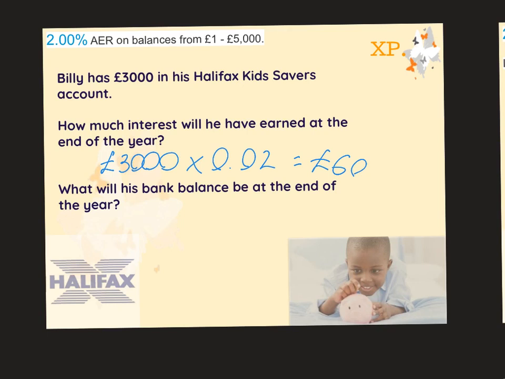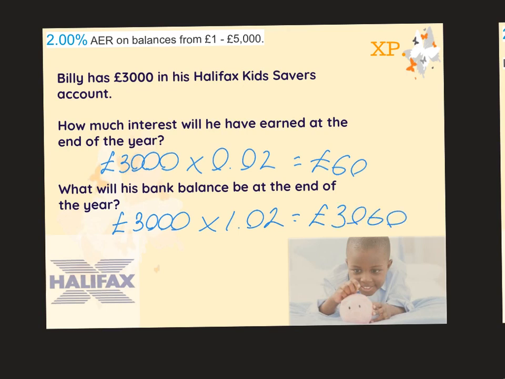What will his bank balance be at the end of the year? So obviously you could just add on the £60, so it's £3,060. But if you didn't have that part to start with, if you just had this question, to be the most efficient you can, it would be £3,000 multiplied by 1.02. And that'll tell you your £3,060 straight away.